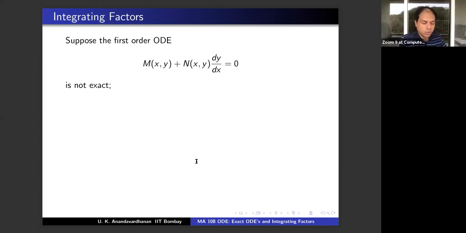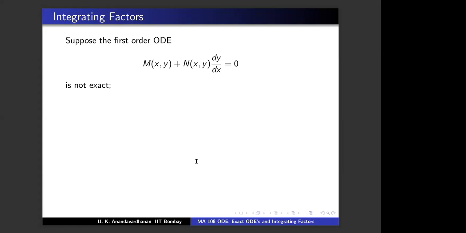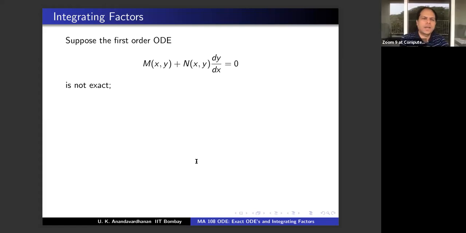Okay, a little bit more theory I need to do. Integrating factor. Some of you know already what is an integrating factor? Yes, sir. What is it? A factor we multiply by, so it becomes exact. Yeah, it becomes exact. Absolutely.